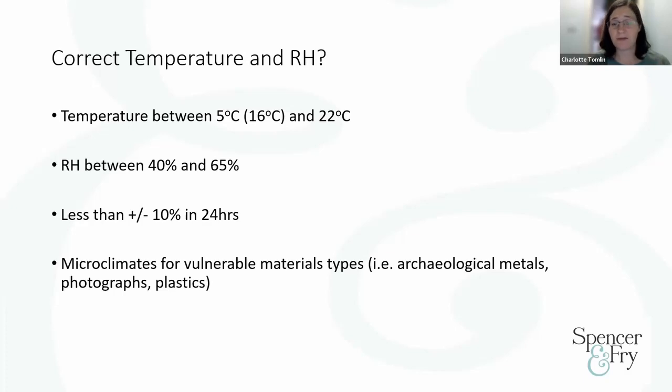So vulnerable material types such as archaeological metals, I mentioned, like really dry environments to prevent corrosion. Photographs and plastics, because they are particularly inherently vulnerable to deterioration, prefer lower temperatures to slow their decay mechanisms down. But we'll talk more about that under control.